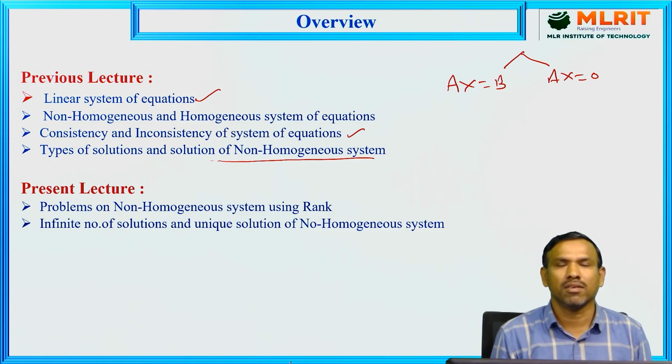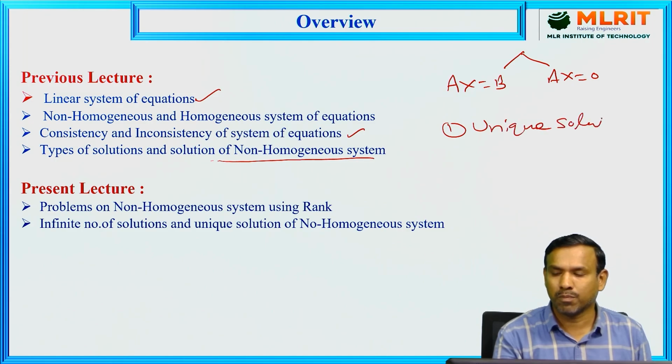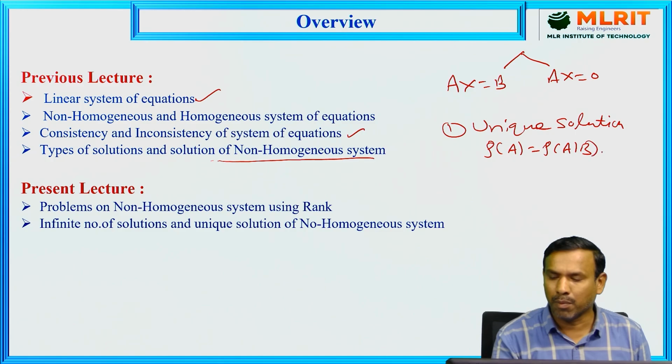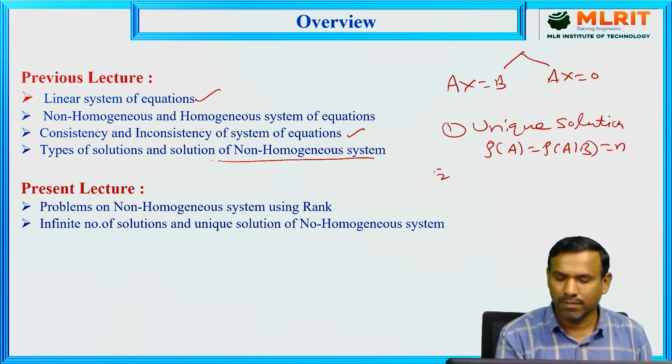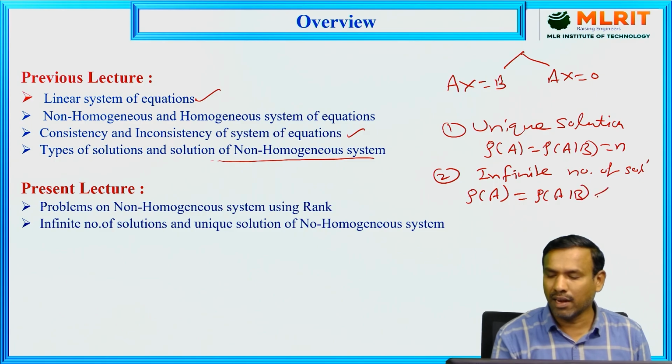The three possibilities: one is the unique solution case. A unique solution exists when rank of A is equal to rank of [A|B], which is equal to the number of unknowns. The second one is infinite number of solutions. That is, rank of A is equal to rank of [A|B], which is less than n. The rank is less than the number of unknowns.